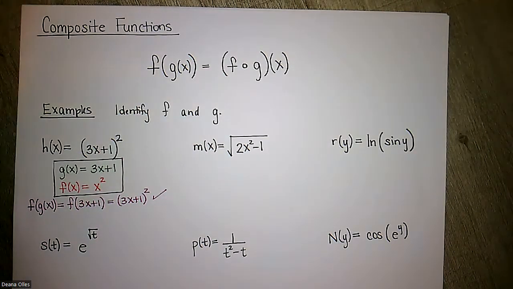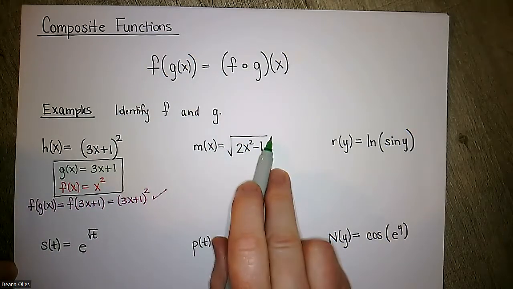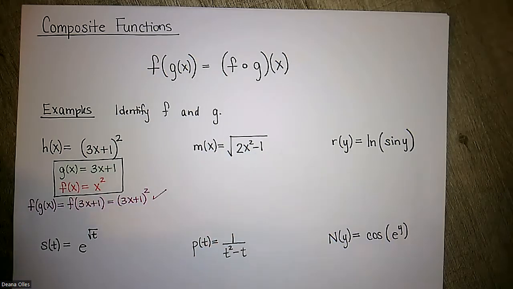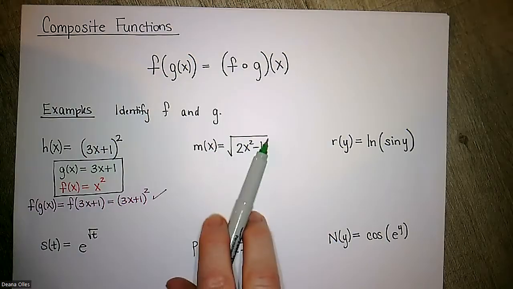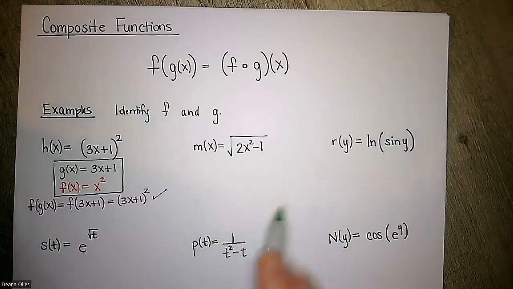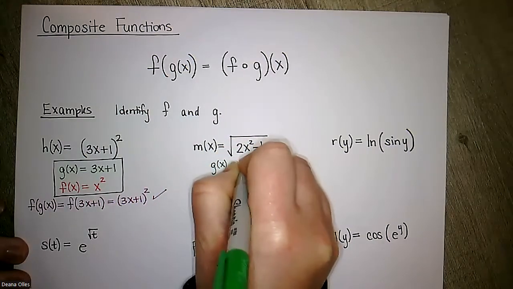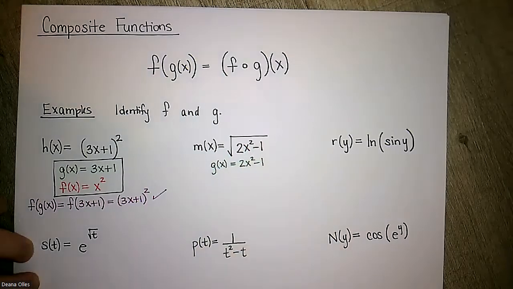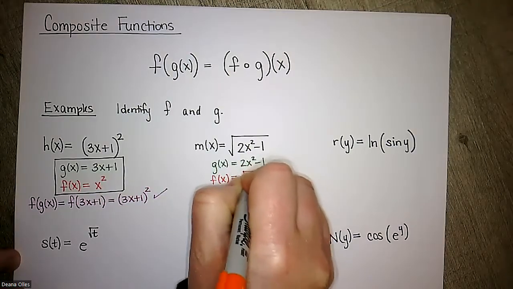All right, let's go to the next one. We have m of x equals the square root of 2x squared minus 1. When you hear that word of, that should guide you towards what you're looking for. Here I have f of g of x, and here I'm taking the square root of 2x squared minus 1. So the 2x squared minus 1 is inside of a square root. That 2x squared minus 1 is what I want my g of x to be. That's the function inside of another. And what am I doing to that? I'm taking the square root of it. So f of x is the square root of x.